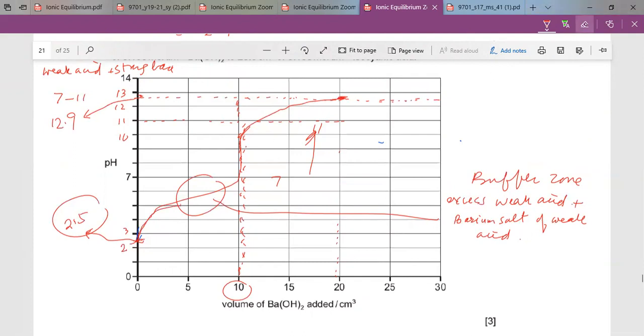Okay, I made a mistake again. Hurry up, what time, catching up. Make sure you know how to draw this. So flattish, up, flattish, and then go up. Here is the buffer zone, and pH 5 is of course in the buffer zone.